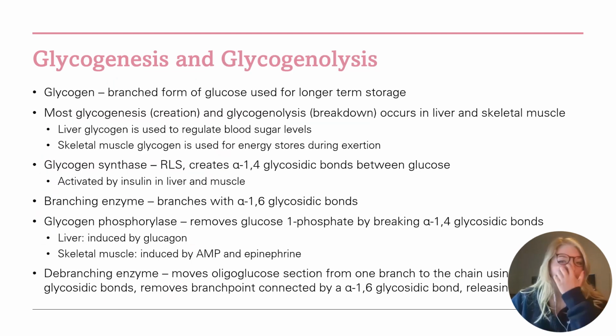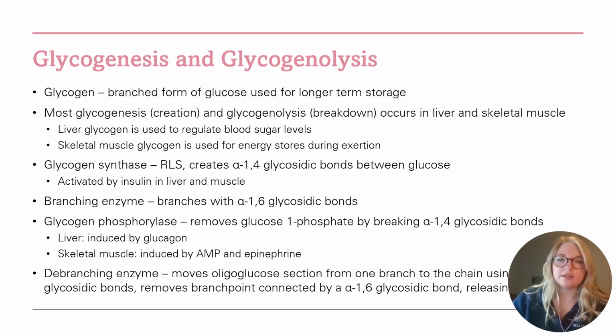Alright, glycogenesis is the production of glycogen, while glycogenolysis is the breakdown of glycogen. Most of this occurs in the liver and skeletal muscle, but some of it does occur in small amounts in other tissues. The usage of glycogen in the liver and skeletal muscle differs though. In the liver, glycogen is important in regulating blood sugar levels, but in skeletal muscle, glycogen is used for energy when the muscles are being used in times of intense exercise or exertion.